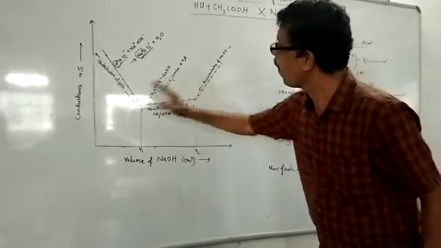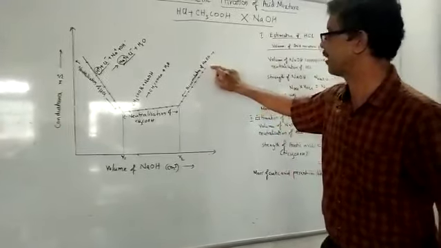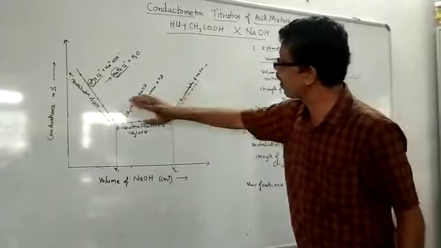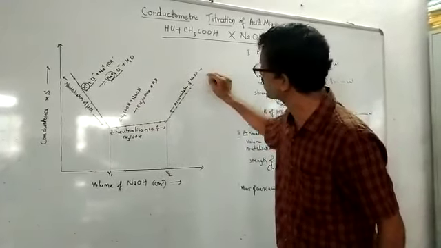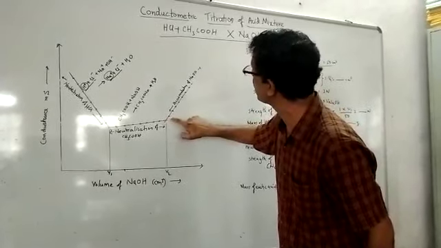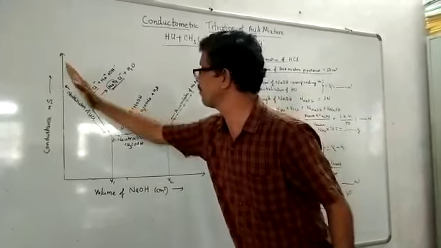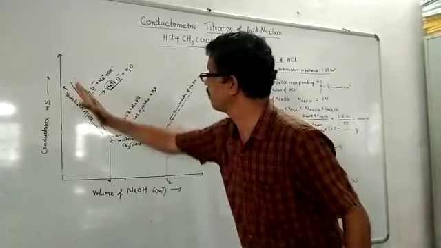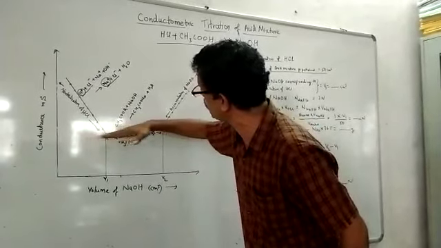Then after all the acids are neutralized, there is a steep increase in conductivity. That's because once all the acids are neutralized, NaOH starts accumulating. And NaOH has OH minus ions, so very high conductivity. Therefore, conductivity increases steeply. So you get three slopes. The first line indicates neutralization of HCl. Once all HCl is neutralized, again the slope changes.